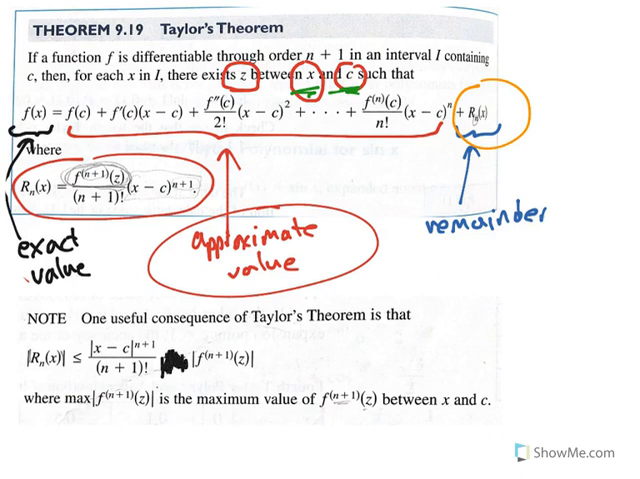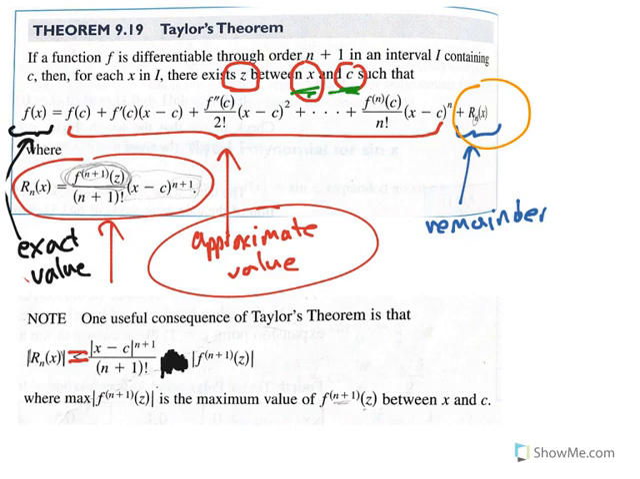I'll get rid of it temporarily. So if I get rid of that max part, then really what I have here is an equal sign, meaning that I took my remainder from Taylor's theorem and I put absolute value around it to give me the error. Because what is error? The error is the absolute value of the remainder.